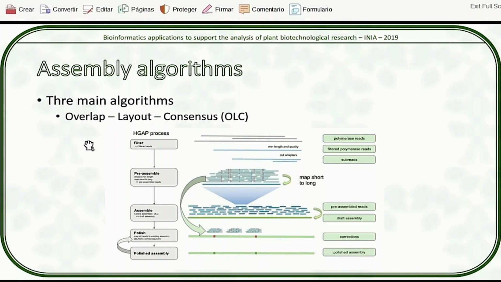How do you solve that graph? That's the part of the layout. You try to discover what's the path that makes the most sense. And these are the two steps where all the OLC assemblers differ. They use either different similarity matrices, or they use a different way of solving the graph that generates from having that similarity matrix.